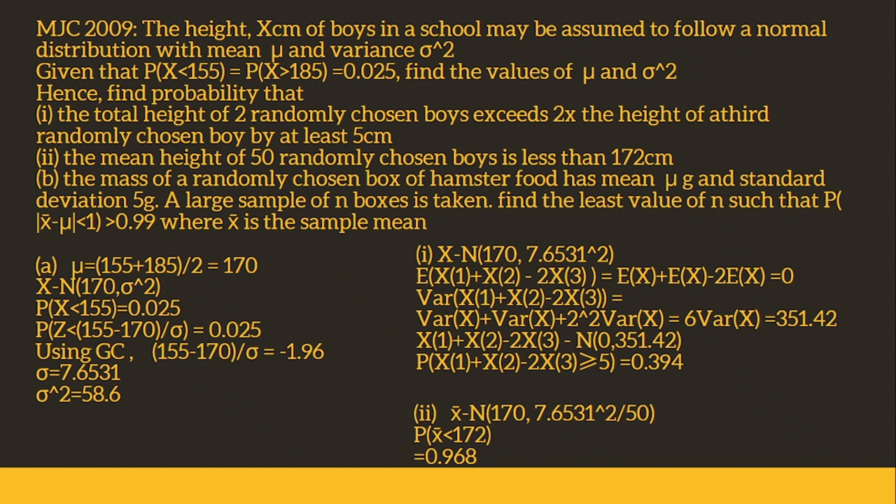Part 2, the mean height of 50 randomly chosen boys is less than 172 cm. So you want to find the probability of that.